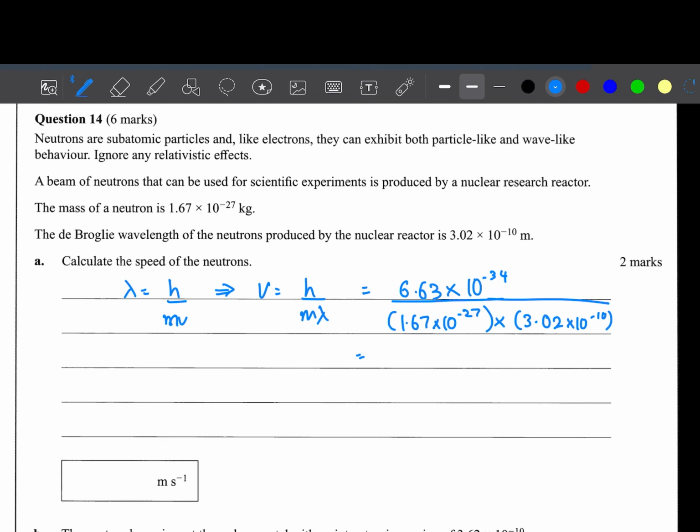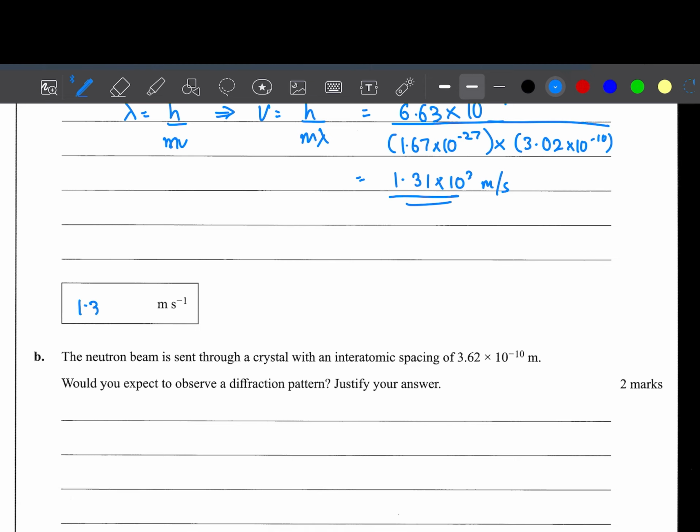So let me just pop that in the calculator. 6.63 times 10 to the negative 34, divided by 1.67 times 10 to the negative 27 times 3.02 times 10 to the negative 10. Okay, so that will give us an answer of 1.31 times 10 to the 3 meters per second, I believe.